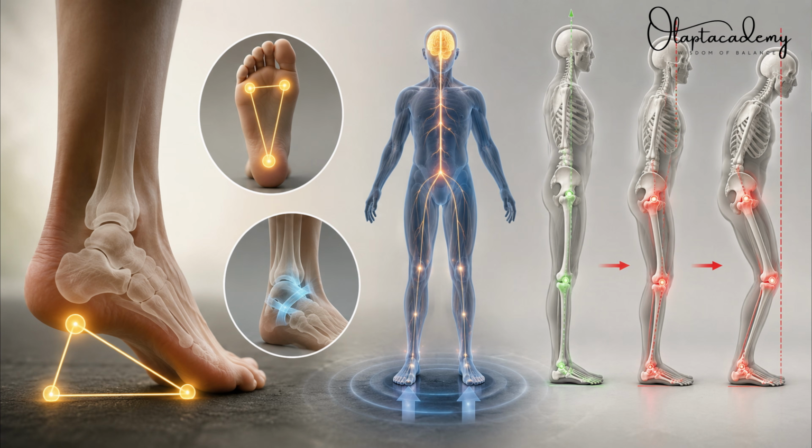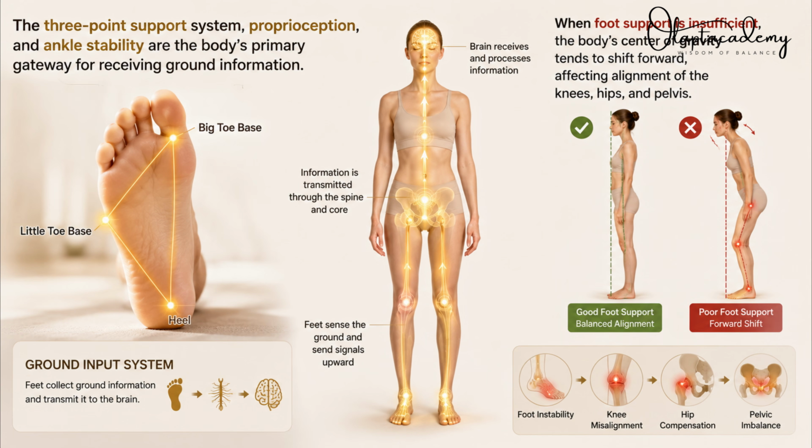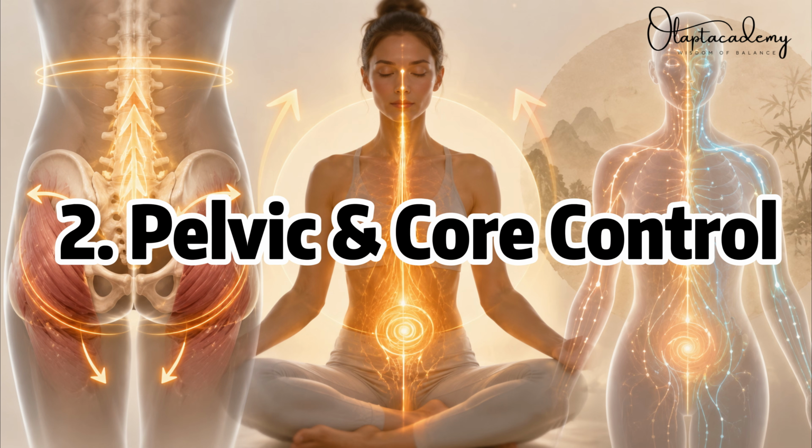1. Ground support system. The foot tripod, proprioception, and ankle stability form the body's primary interface with the ground. When foot support is insufficient, the body's center of gravity tends to shift forward, affecting the alignment of the knees, hips, and pelvis. 2. Pelvic and core control.